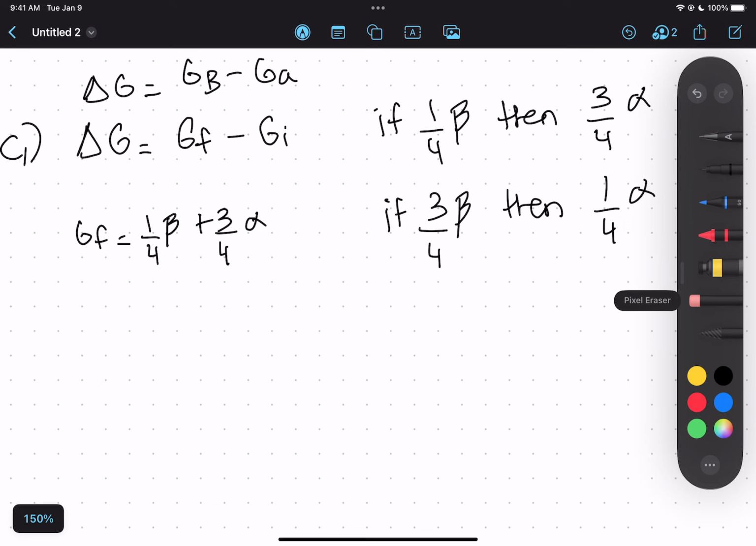Or we could also say it, to make it in the same terms as everything else, we can say 1/4 GB plus 3/4 GA, right? We can say that that's what's going on for our final state. How about our initial state?